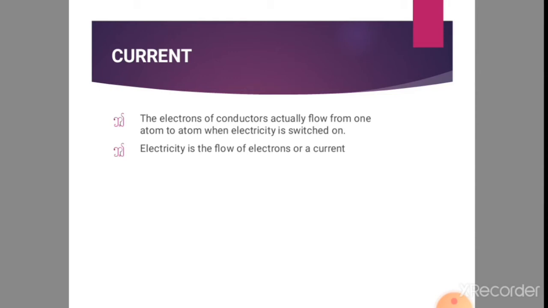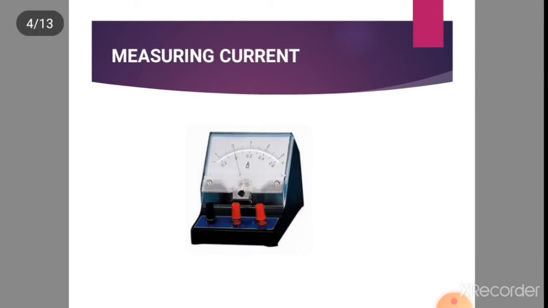The size of a current is measured in the unit ampere, and the instrument which is used to measure current is the ammeter. Ampere is usually shortened to amps. 1A means a current of 1 ampere flowing through the circuit, and so on. This is the instrument ammeter which is used to measure current.